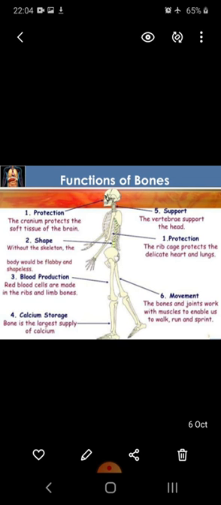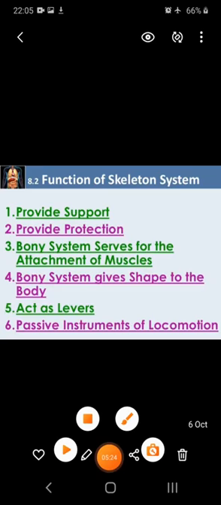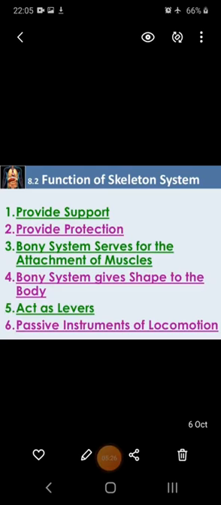Passive instrument of locomotion. Bones are the passive instrument of locomotion or movements. In fact, these enable us to move. So, this is all about the functions of the skeletal system.